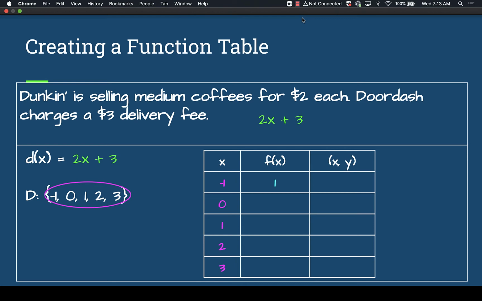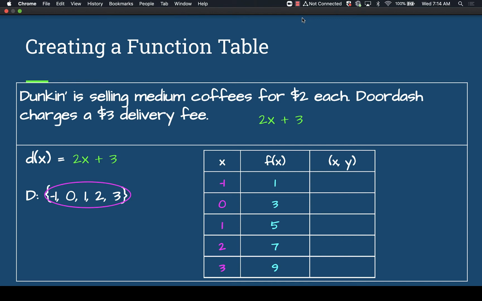So next, we could try each of the others. So I could plug in 0 into my function, 1 into my function, and I would end up with these values. So 2 coffees plugged in would cost $7.